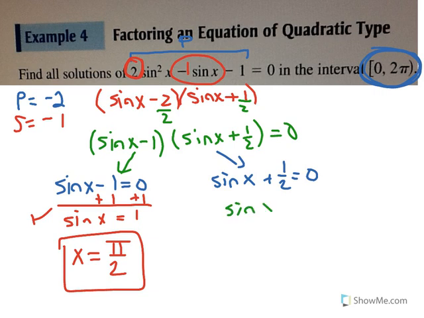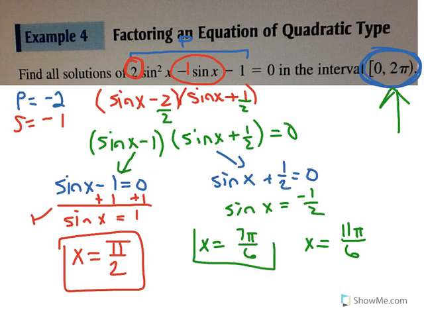I get sine x equals negative 1/2. And sine is going to give me negative 1/2 in 2 quadrants. I'm going to be in quadrant 3 and quadrant 4. So one of my angles, my reference angle is pi over 6, so I'm going to have 7 pi over 6, and I'm also going to have 11 pi over 6. And since we have a restriction of only going from 0 to 2 pi, I'm only going to have 3 answers for this.